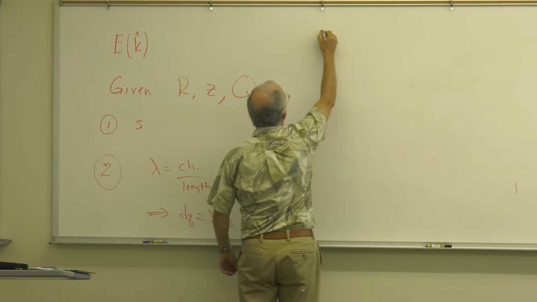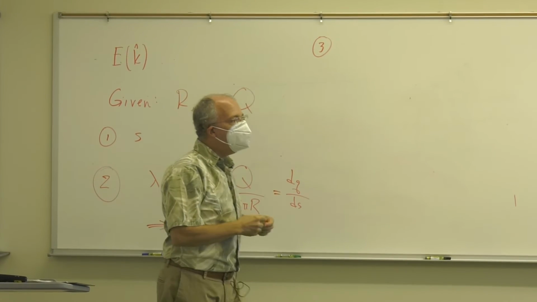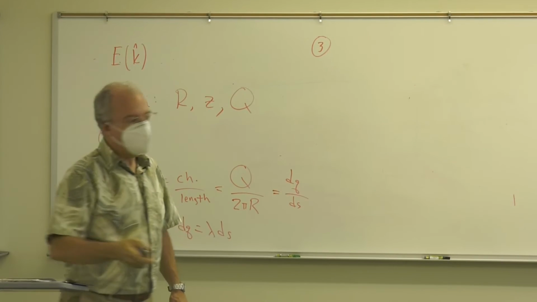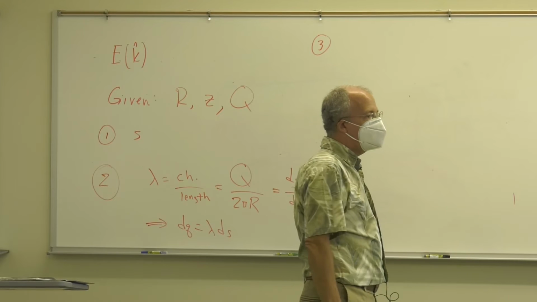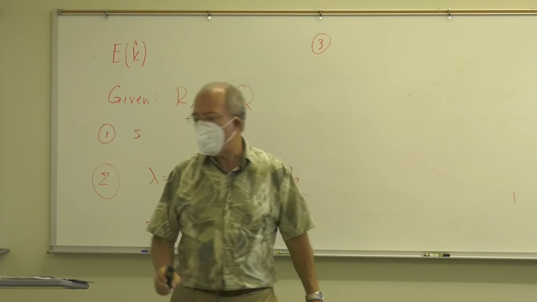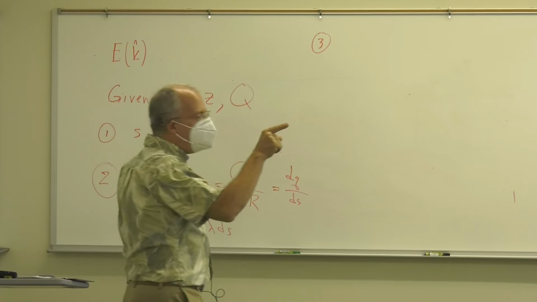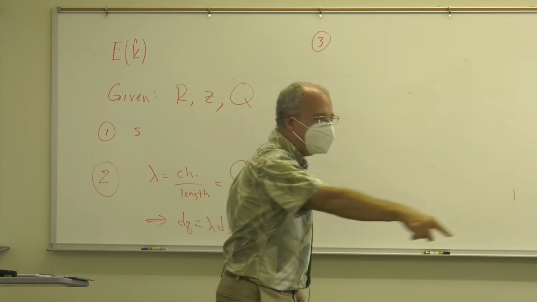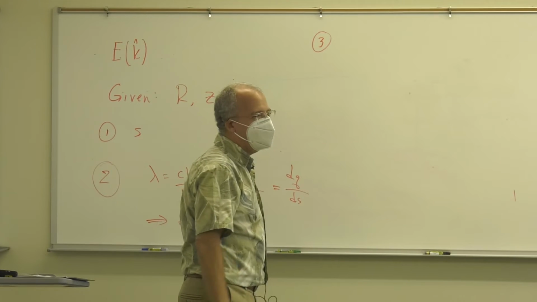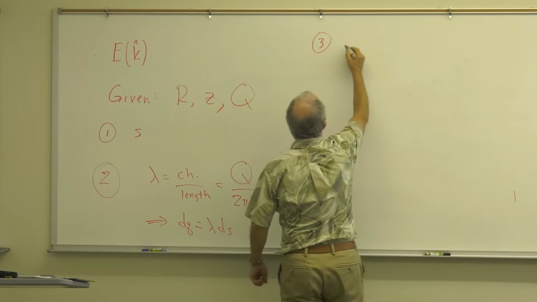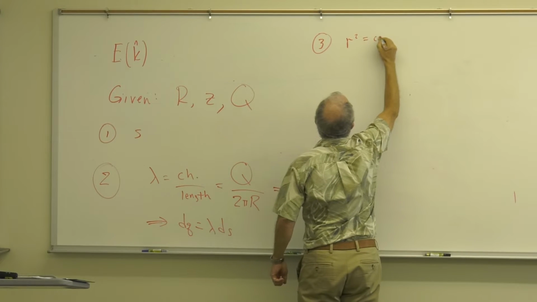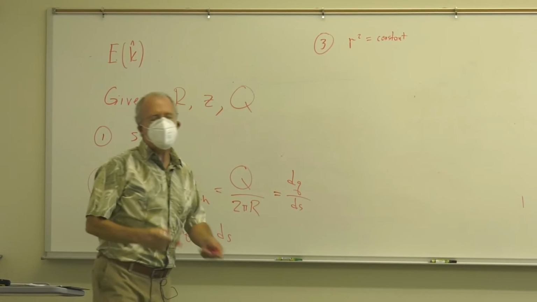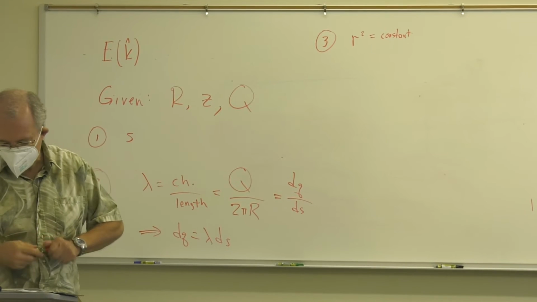Okay, step 3. What's step 3? We did the dq. Again, what you should really focus on is that equation. So we did the dq. What's our next thing? R squared. Now look. Does r squared vary, or is it constant when you go around the wire? It's constant. Isn't that great? So we don't have to worry about it.